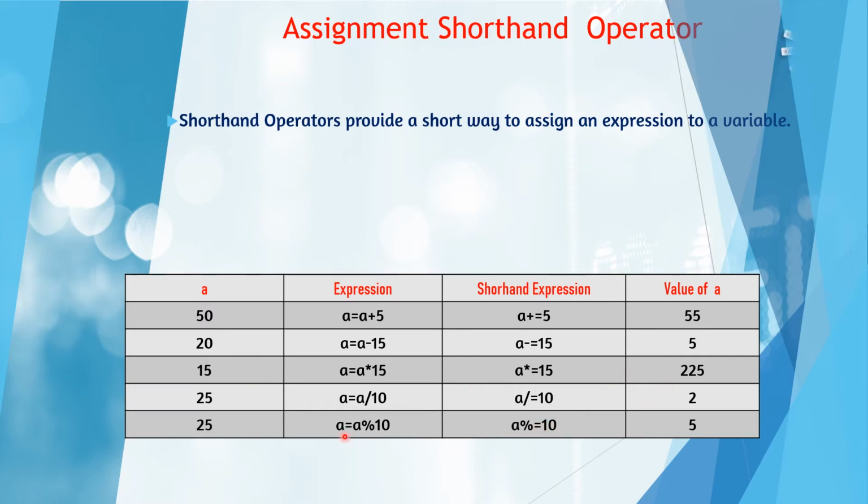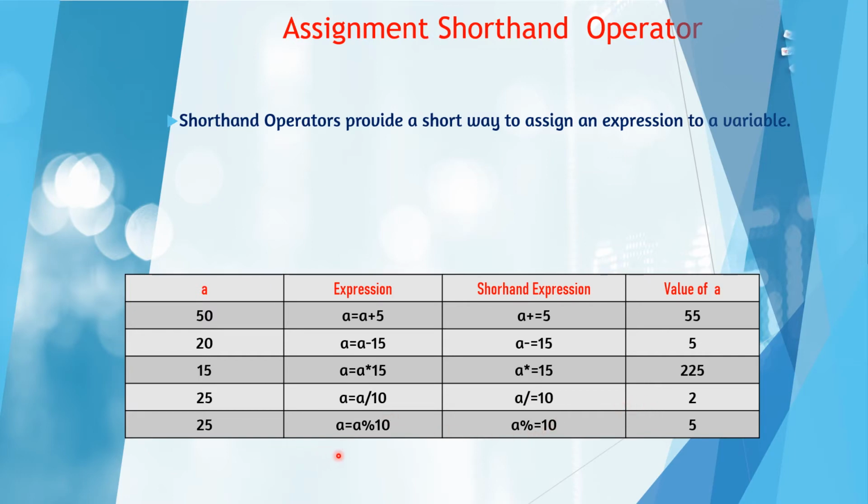The only condition is the variable should be the same before and after the equal sign. And here a is equal to a by 10. If a is 25, 25 divided by 10, the quotient is 2. So this will be assigned.